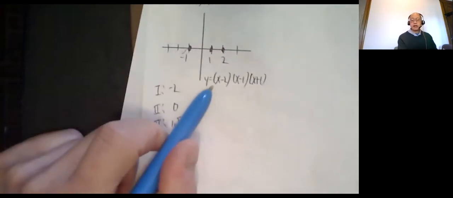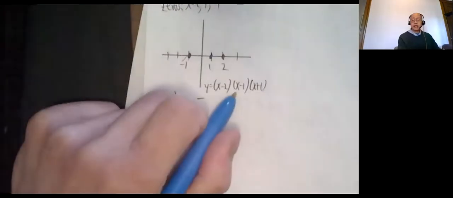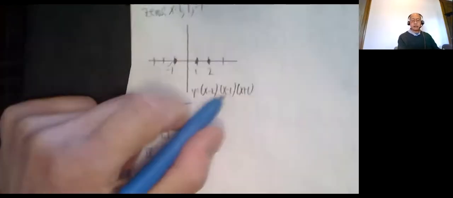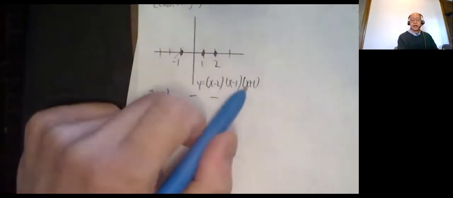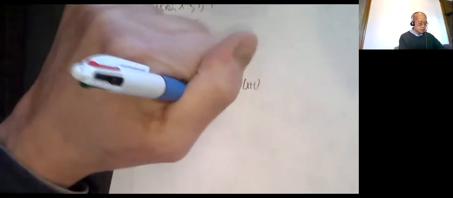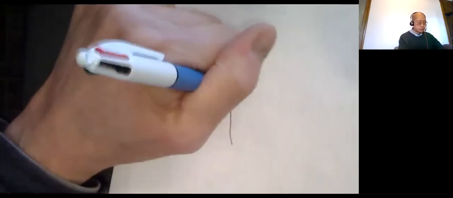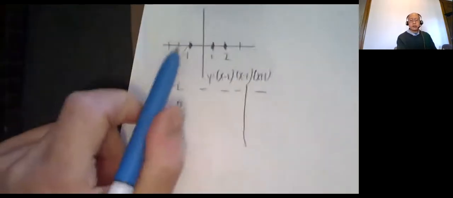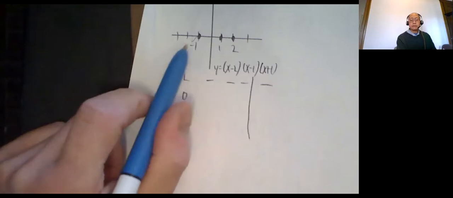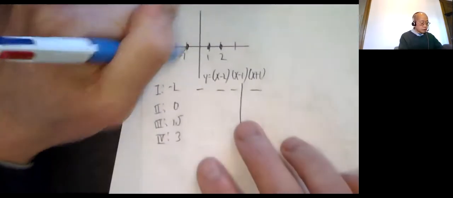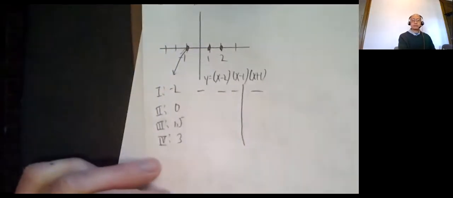Okay, plug in negative 2. Negative 2 minus 2 is negative. Negative 2 minus 1 is negative. And maybe I should line these up, but I wanted to save space. Negative 2 plus 1 is negative. Negative times a negative times a negative is negative. So that means to the left of negative 1, the graph is negative. And it's either going to go to infinity or negative infinity. So that tells me it shoots down like that.